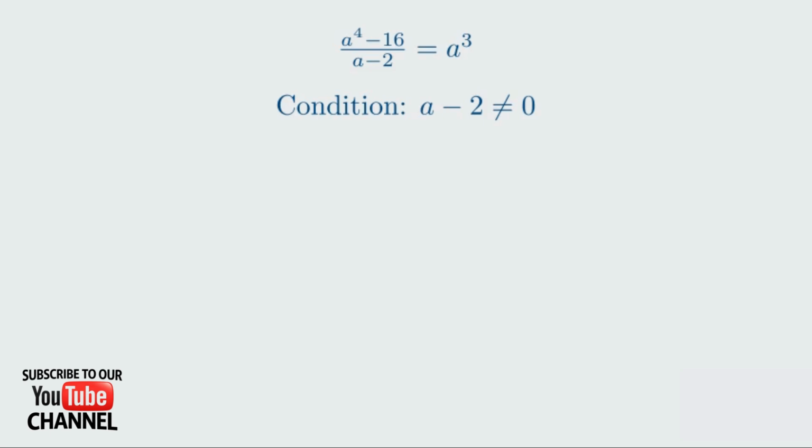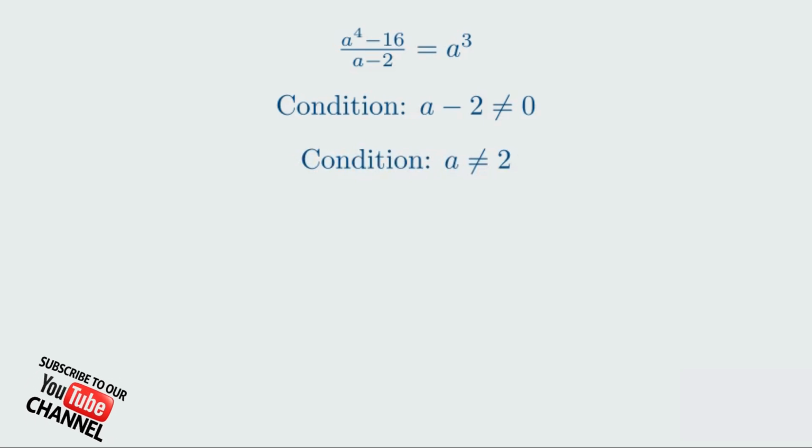So we must add this crucial condition right from the start. This condition simplifies to a must not be equal to 2. This is an extremely important piece of information that will come back to help us at the very end. Now, let's focus on simplifying the left side of the equation. We have a to the fourth power minus 16, divided by a minus 2.